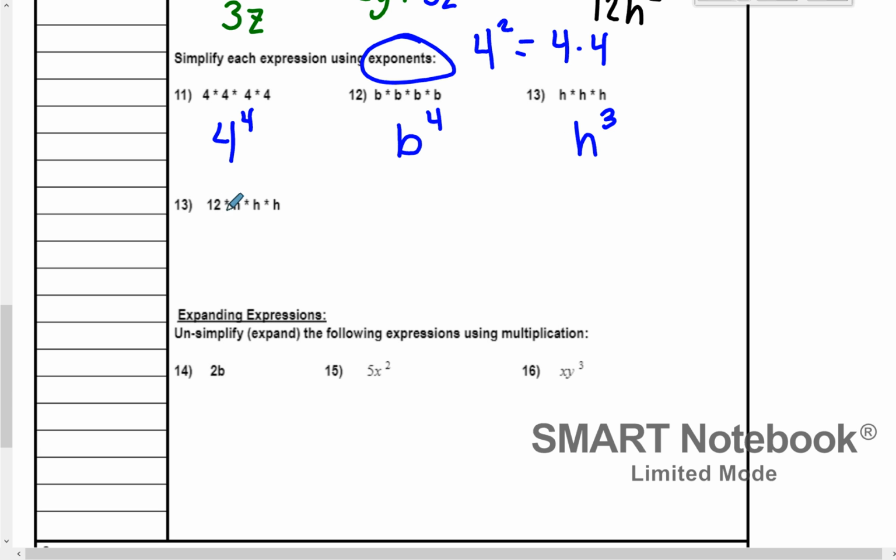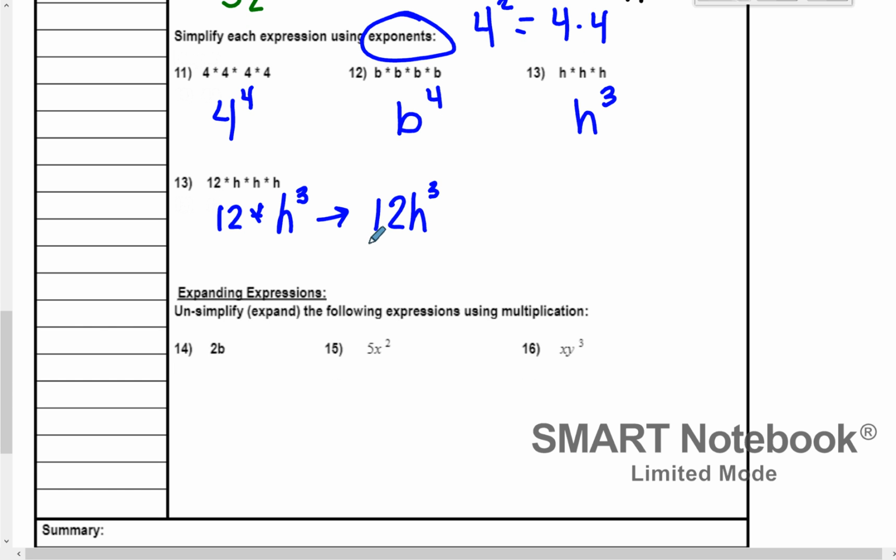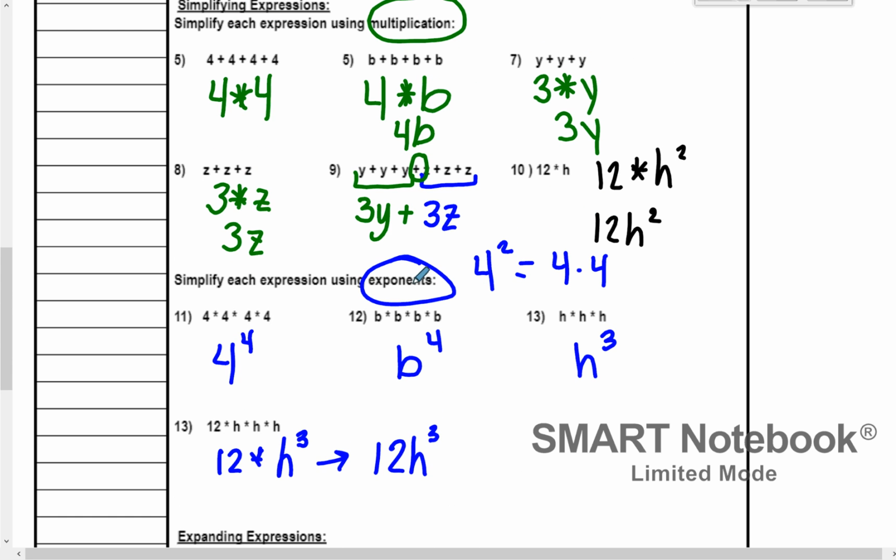Here we have 12 times H times H times H. Well, we already just said H times H times H is H to the 3rd. So here we have 12 times H to the 3rd, which is not completely simplified because we can drop out that multiplication sign. So that can just become 12H to the third. We don't need that multiplication sign between a number and a letter. It's always implied or assumed. So that was how we can simplify expressions.